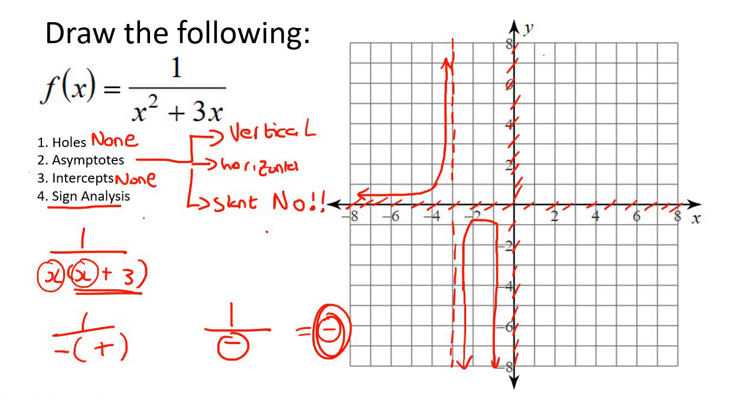Now, we need to quickly see what's happening over here. Either the graph is going up or it's going down. So we will need to choose an x value to the right of this one. So I'm going to choose x equals 1.